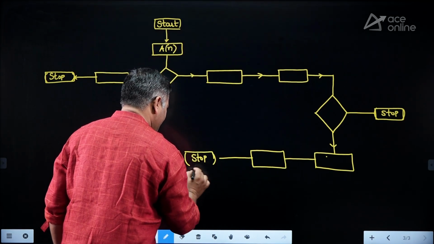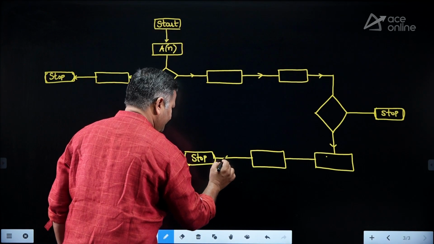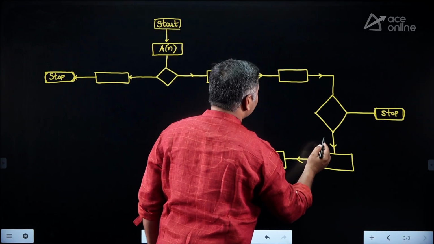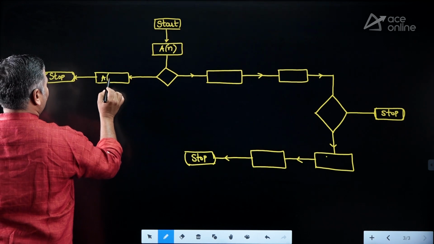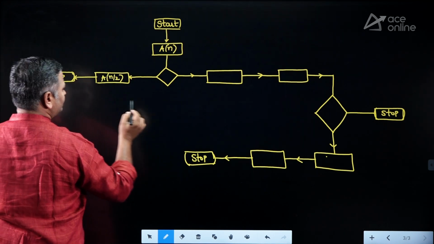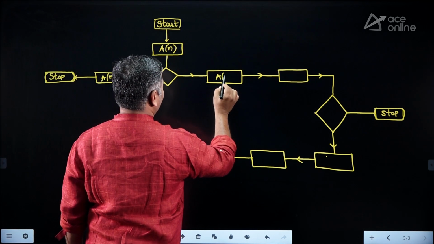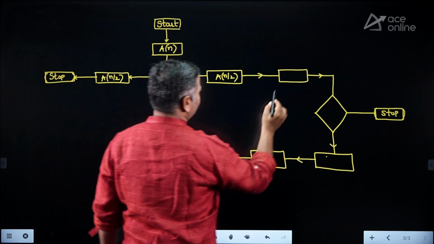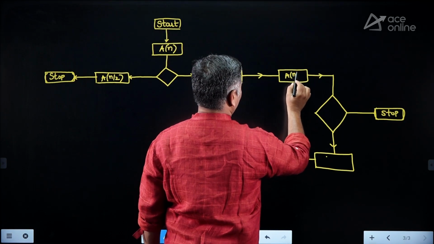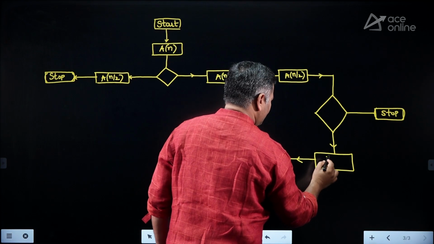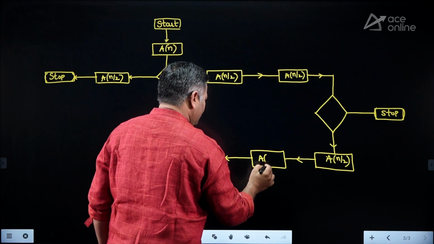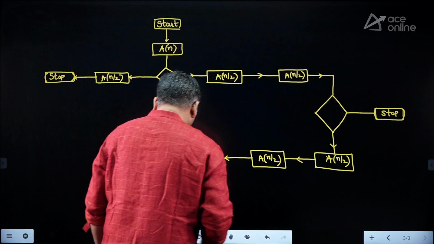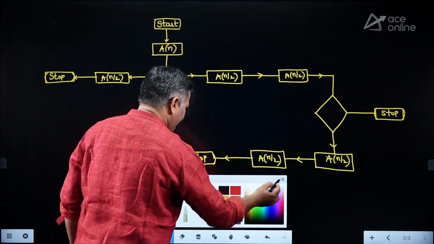It is one of the GATE questions based on this topic. Here they mentioned it is A of n by 2. Here also it is A of n by 2. Have you remembered this question, friends?